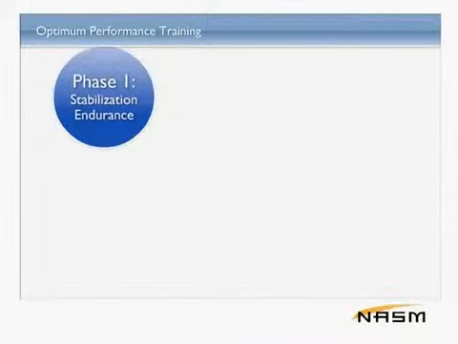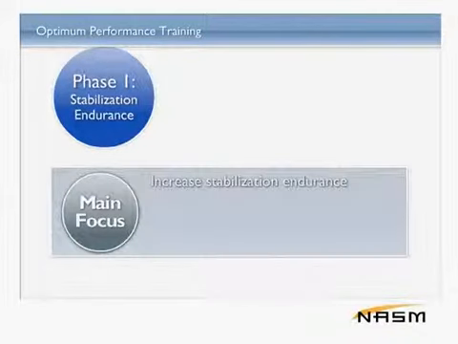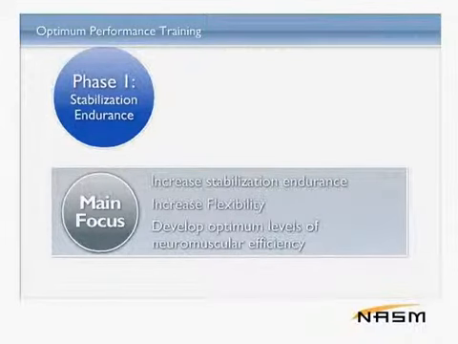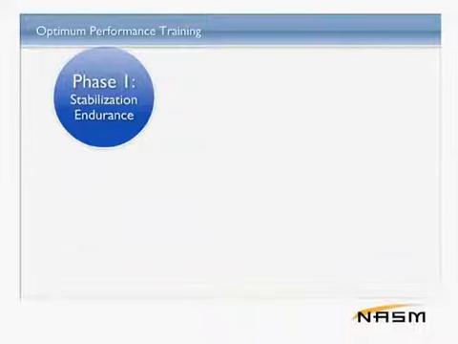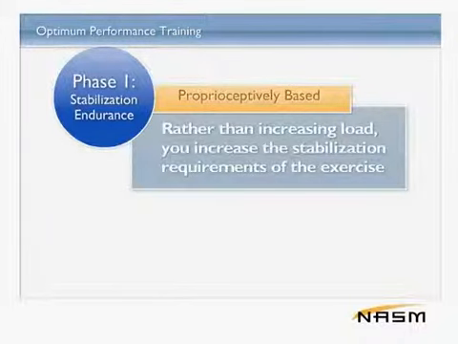This level of training consists of one phase of training, stabilization endurance training, with the main focus being to increase stabilization endurance, flexibility, and develop optimum levels of neuromuscular efficiency. This level will help prepare the neuromuscular system for higher intensity exercise to follow in the proceeding levels. The progression for this stage of training is proprioceptively based. In other words, rather than increasing load, you increase the stabilization requirements of the exercise.